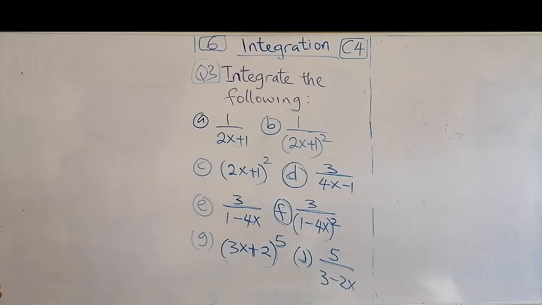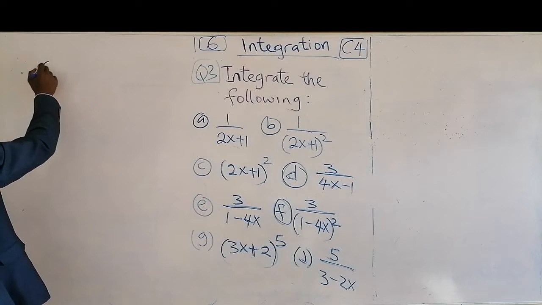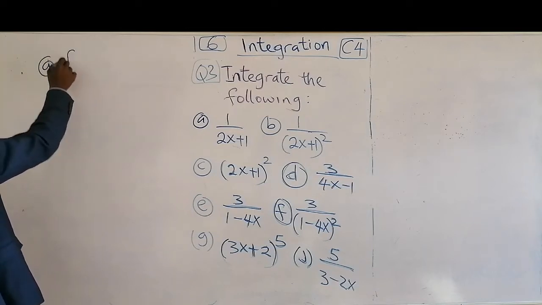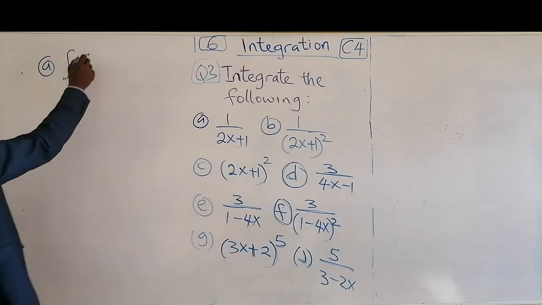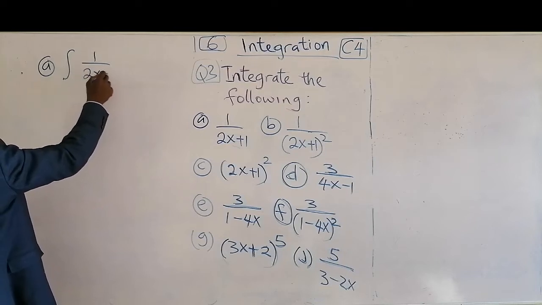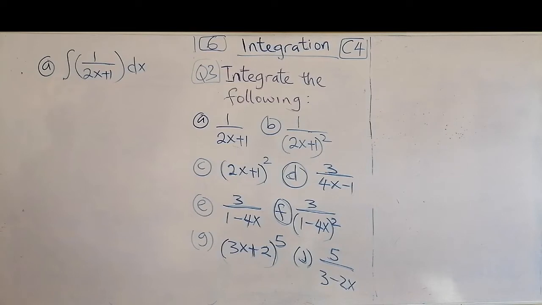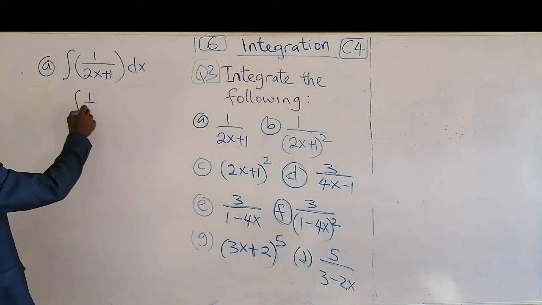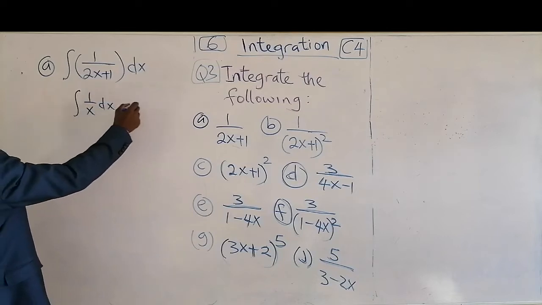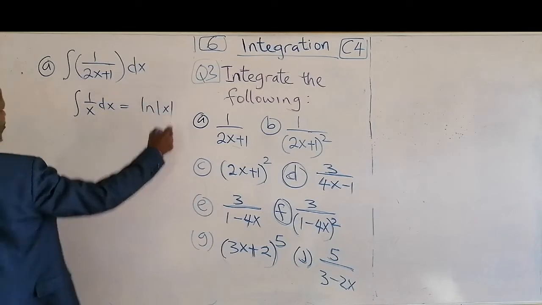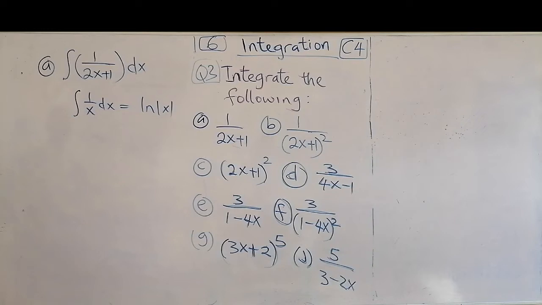Question 3: integrate the following. We have the first one, the a parts. To do this, use the integral sign of 1 over 2x plus 1, then put your dx. First thing you do, this is similar to the integral of 1 over x dx, which is ln of what? Ln of this. So the same thing is applicable.